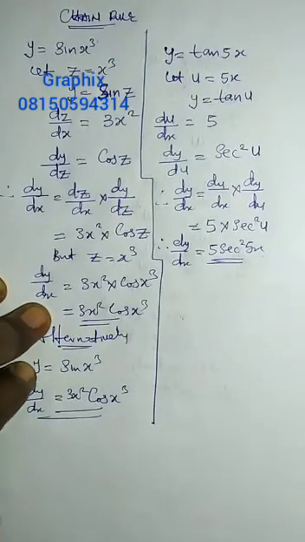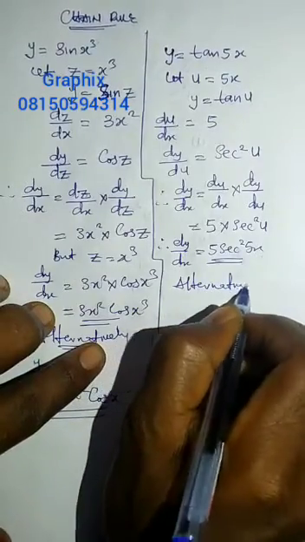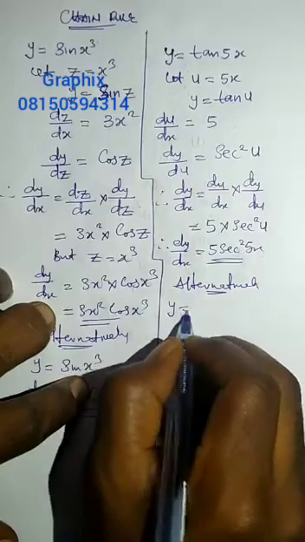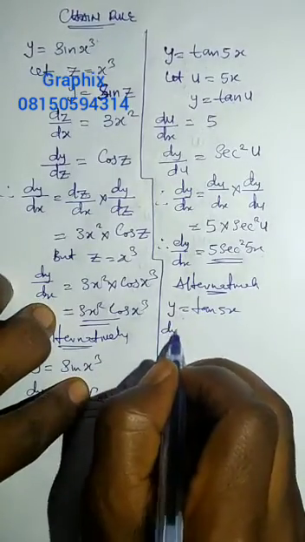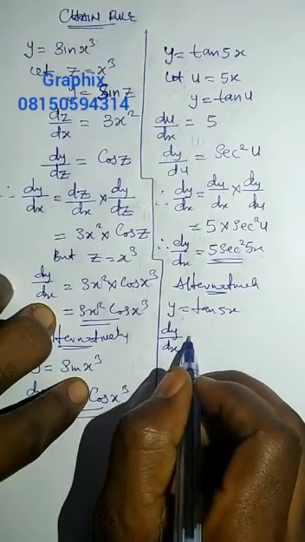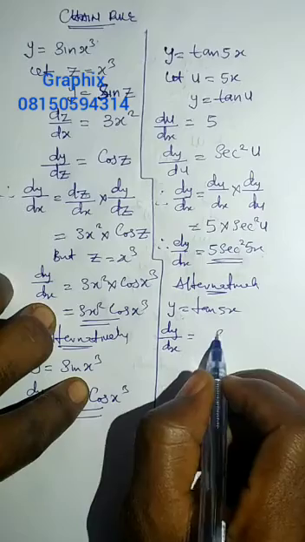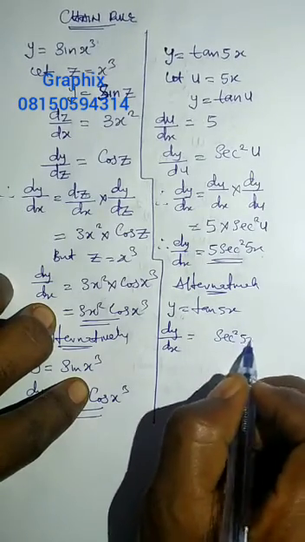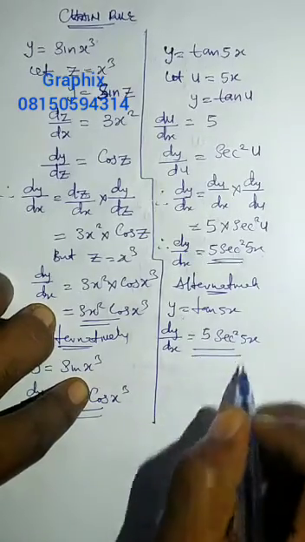So alternatively, if I'm in a hurry and I want to solve, and I'm having y equals tan 5x, so we're looking for the differential form of that. So dy over dx means that I'll differentiate my tan. What will I have? I will have sec square, and I'll write my 5x down. Then I'll now differentiate my 5x. What will I have? I'll have 5. So that is my answer.